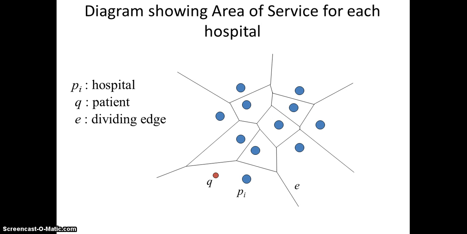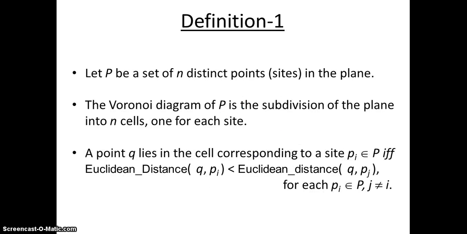Now, this will be the resultant diagram, which will have dividing edges and some vertices. And how will we make this diagram? Let us see the definition. Let P be a set of n distinct points, that is sites, in a plane. The Voronoi diagram of P will be the subdivision of the plane into n cells, one for each site.